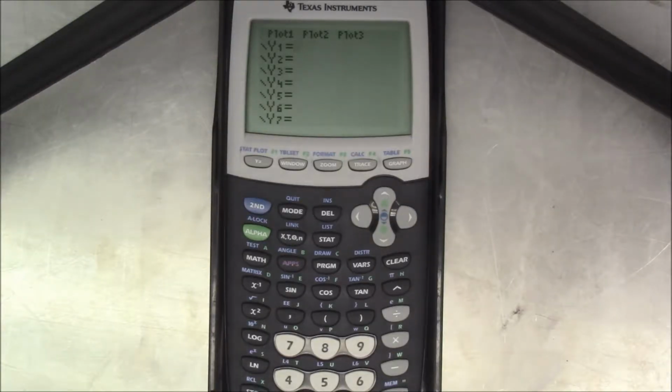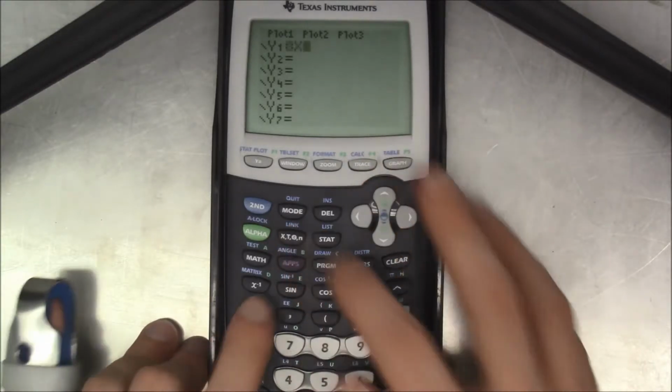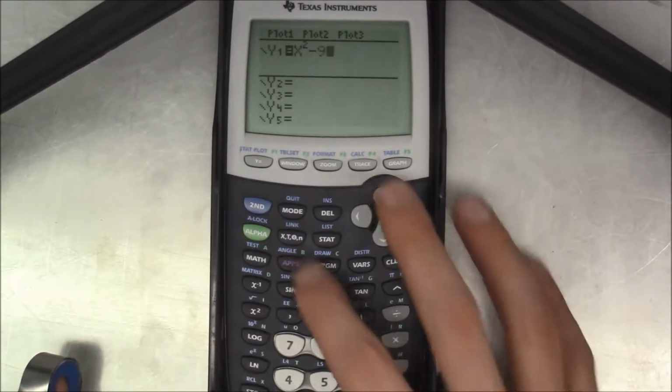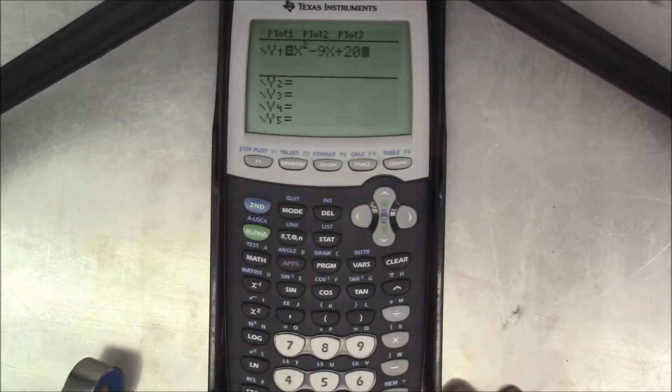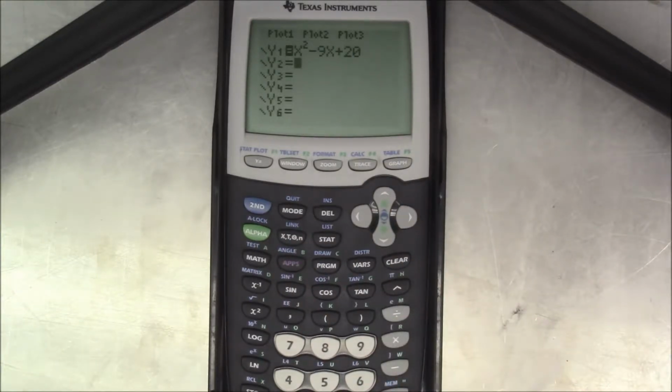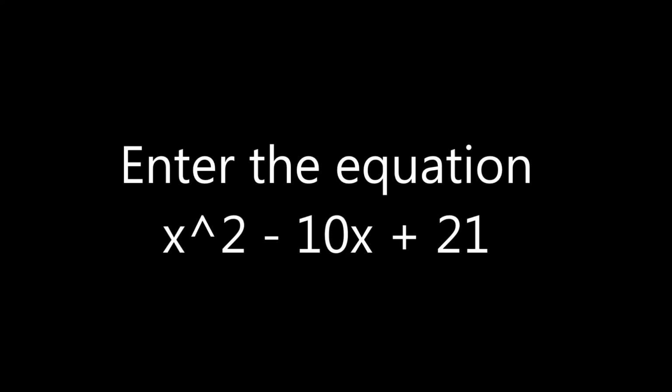Now that we've cleared out our y equals screen, we need to enter our new equation. I'm going to enter the equation x squared minus 9x plus 20. Your equation can be found on your handout. When I say go, type the equation that is on your handout into the y equals screen. Take the next 10 seconds to do so. Go. And come back together in 3, 2, 1, time.